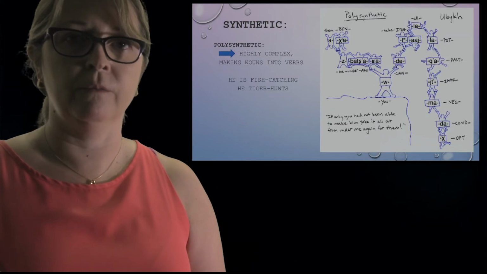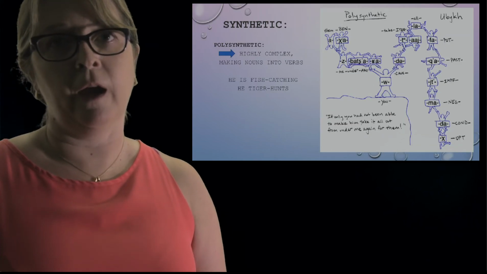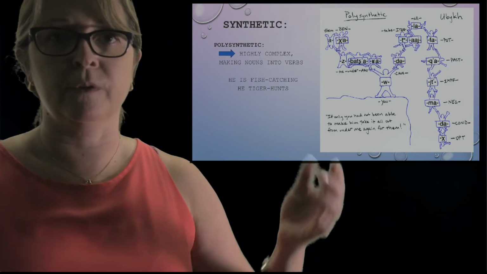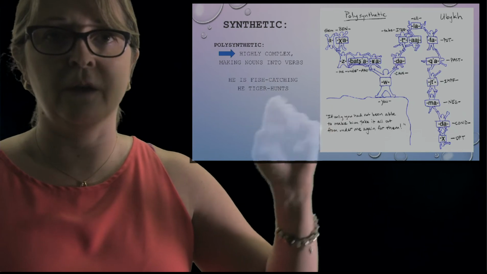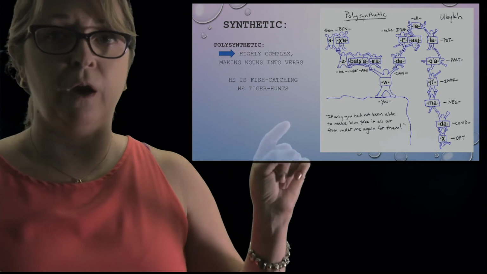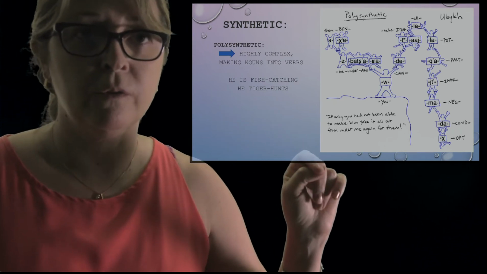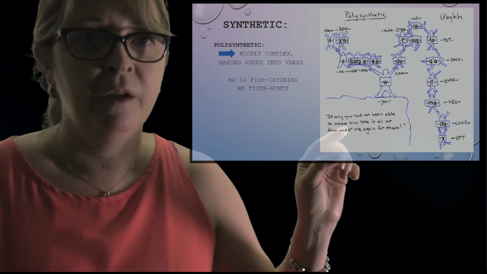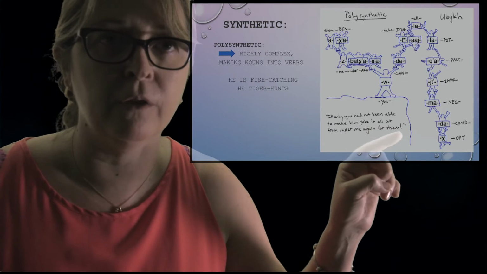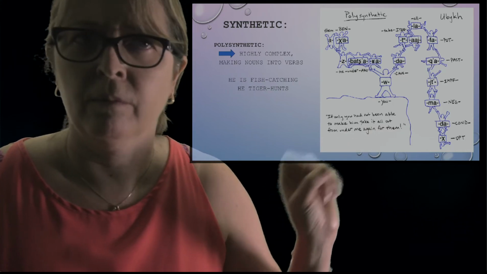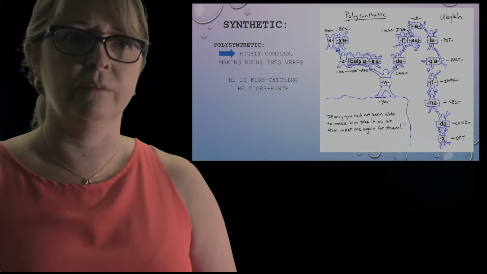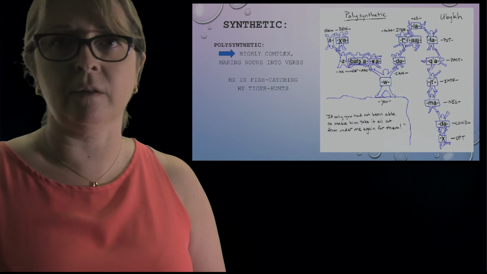Agglutinative or agglutinating, morphemes are joined loosely, so it's easy to identify the boundaries between them. So, for example, Turkish. And then we have polysynthetic, which are highly complex. And you're making nouns into verbs. So he is fish catching, he tiger hunts. Maybe we could put she soul drives. I don't know. And you have to say all this, which I don't know how to say. Wow. Okay, so that's synthetic, polysynthetic.